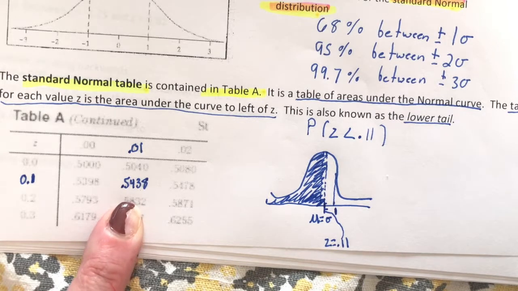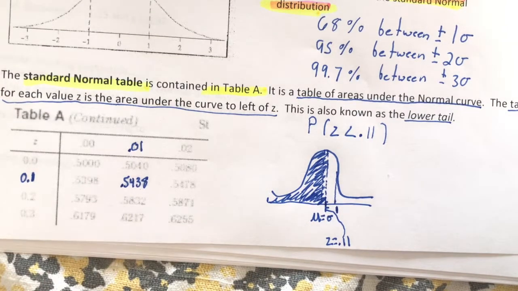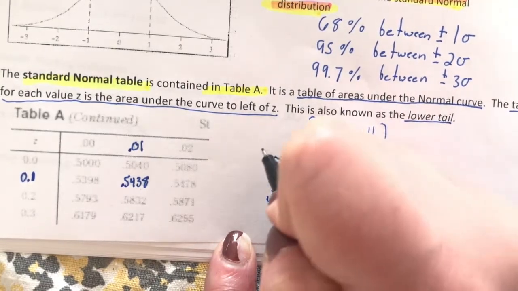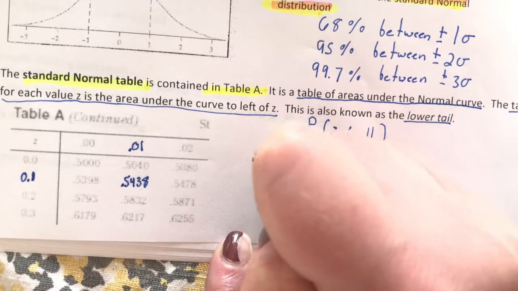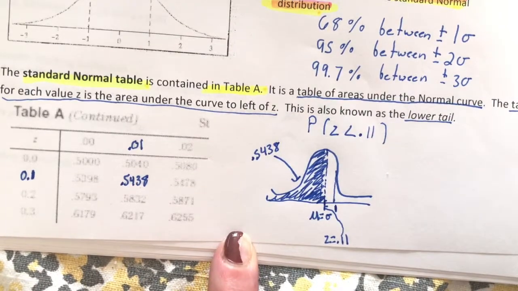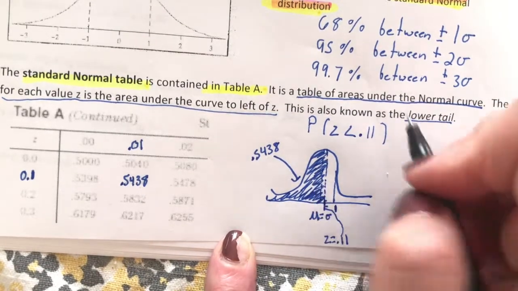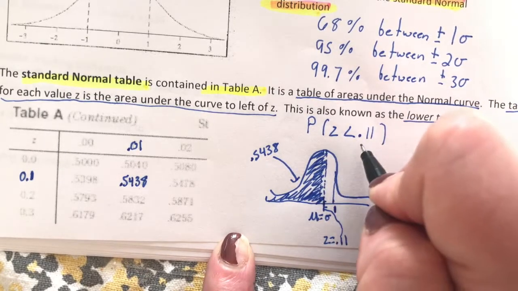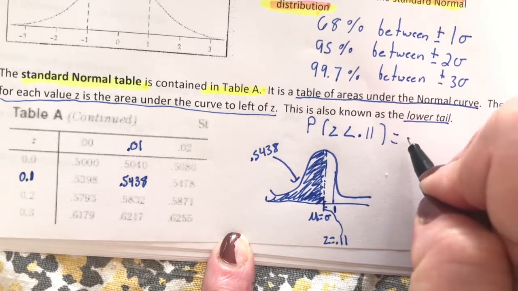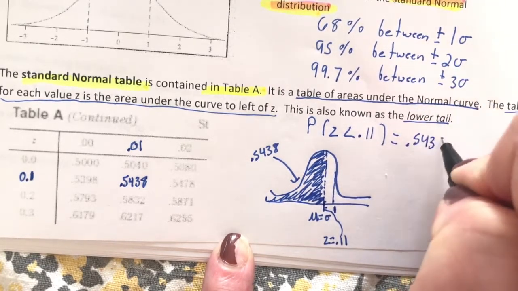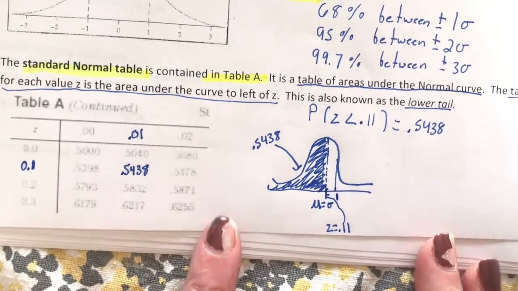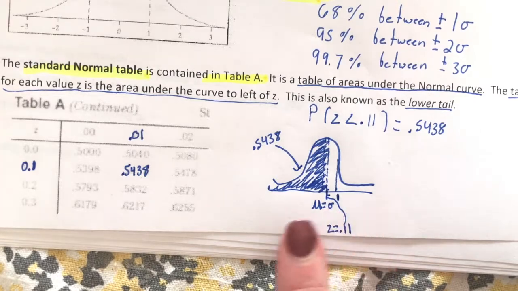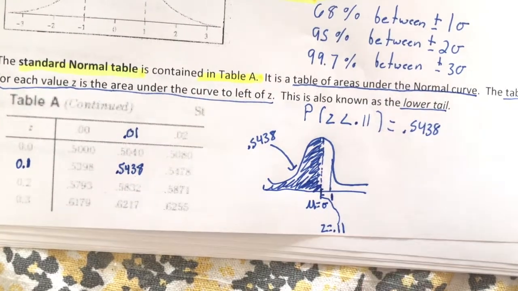Okay, so what we're going to see right here is that the area that is in here is equal to 0.5438, about 54.38%. So the proportion of the curve that has a z-score that is less than 0.11 is about 0.5438. So around 54.38% of our curve falls below the z-score of 0.11.